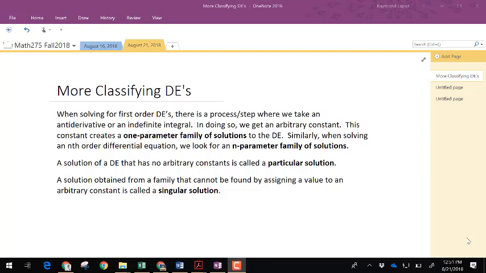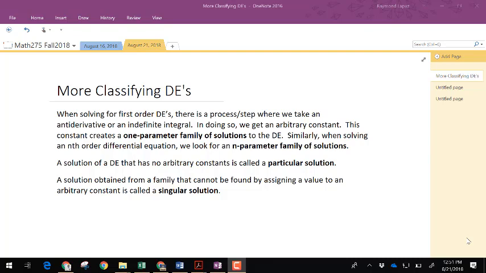And the types of solutions that we get could be an implicit or explicit solution, and we talked about implicit and explicit types of equations. So now let's talk about the parameters here.